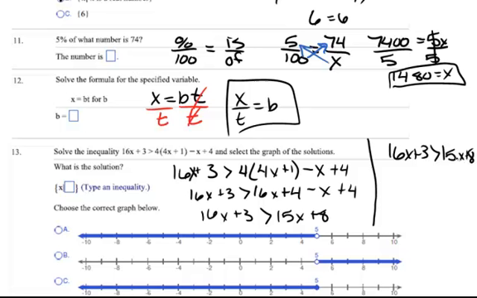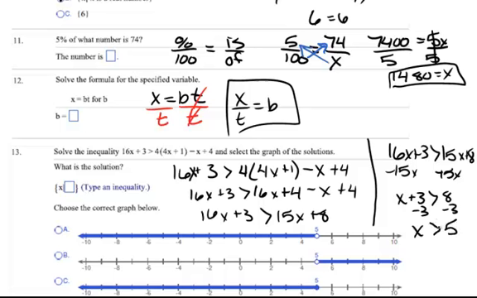Whenever we move our variable, the 15x, over to the left side, we're going to subtract 15x from both sides. 16x minus 15x is x, plus 3 is greater than 8. And now we're going to move the 3 over to the right side, so minus 3. We get x is greater than 5.